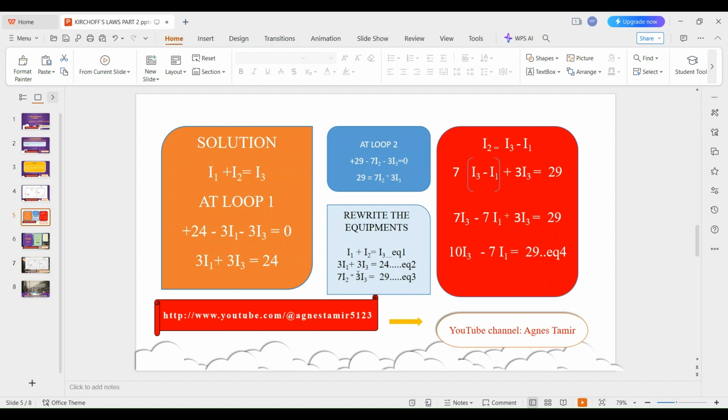You can also prove. Let me prove the second equation. Okay, the second equation is using I2 and I3. I've already worked out I2, so I shall have 7 multiplied by 2, I2 is equal to 2, plus 3 multiplied by 3. We have seen I3 is 5. Then you close the bracket and I'm getting 29. So you can as well prove.